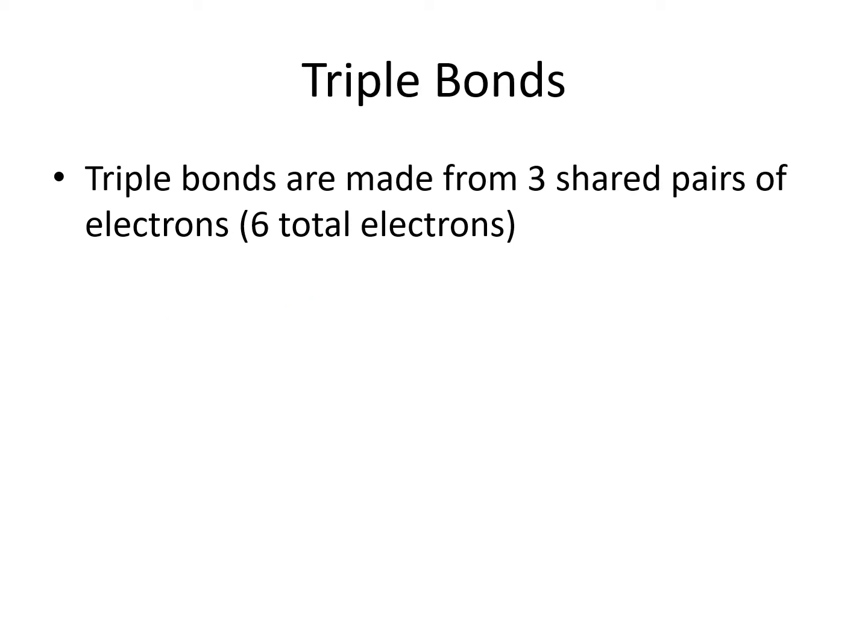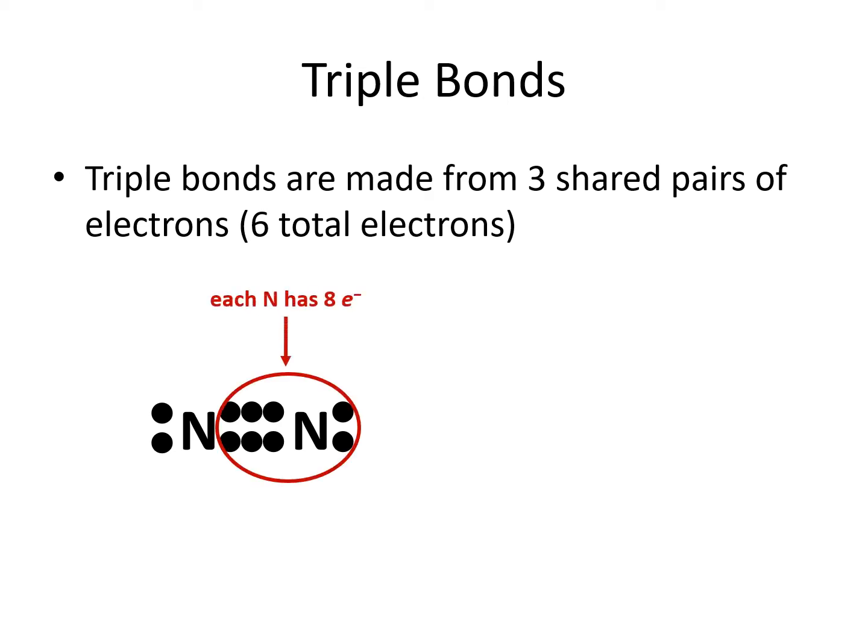Triple bonds are made from 3 shared pairs of electrons. In other words, 6 electrons in the bond. We can see a triple bond in the nitrogen molecule. Again, for the octet rule, the electrons in the bond count toward both atoms.